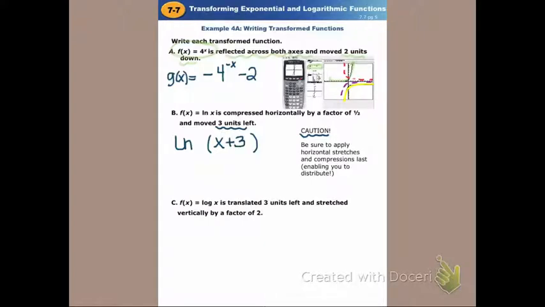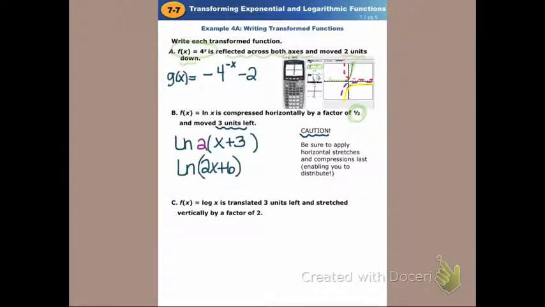But then we want to do this compression of a 1/2. But when it's horizontal, remember, we actually have to multiply by the reciprocal of the compression factor. So the reciprocal of 1/2 is 2. So what we'd have to do is sneak in here in front of this a 2 that would actually do that compression horizontally. And so if we then were to see the full effect of that, the 2 is actually going to have to multiply by both the x and the 3 to give us a final function of ln of 2x plus 6.